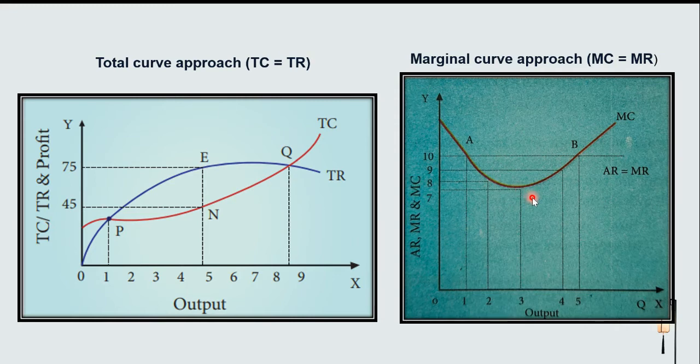When he produces an output beyond 1 unit till he reaches 5 units, his MC curve is less than the MR curve. If you take from this 1 to this point B, from A to B, the MC curve is lying below, but the MR curve is above. So that means MR is greater than MC. What do you mean by MR? The revenue is greater than cost.